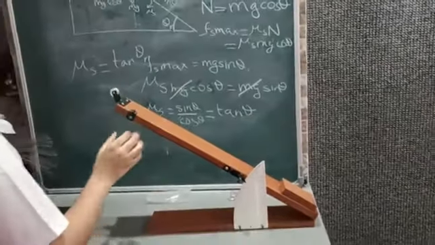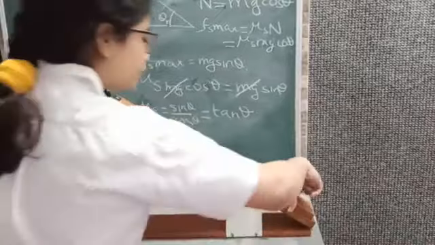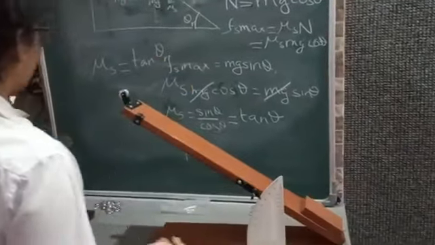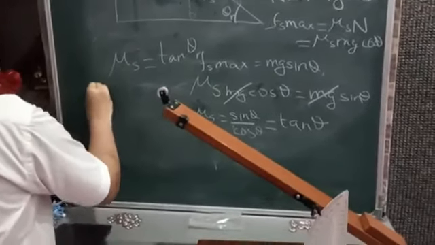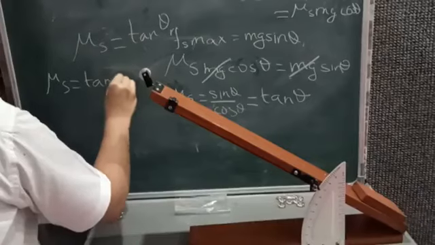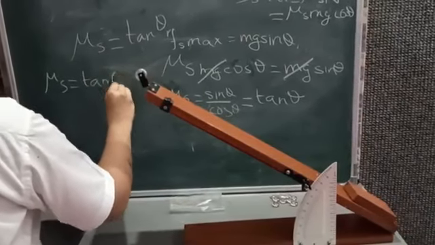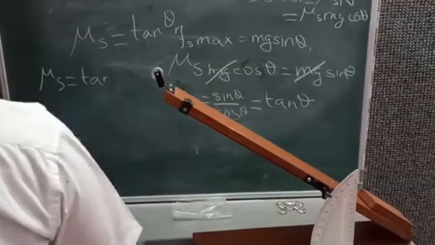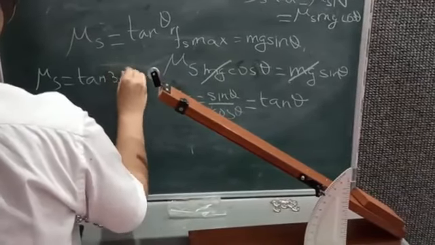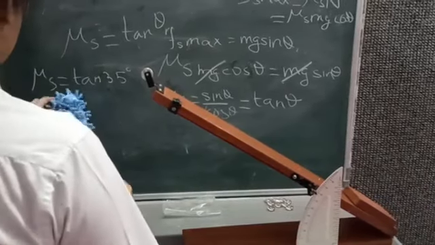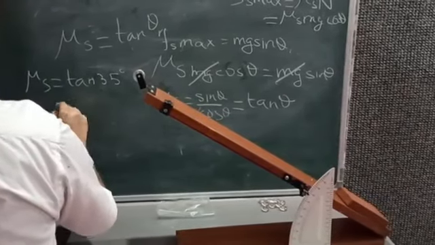Okay, so the coefficient of static friction between the green surface and this wooden board is equal to tan of 35 degrees, which is ultimately approximately 0.7.